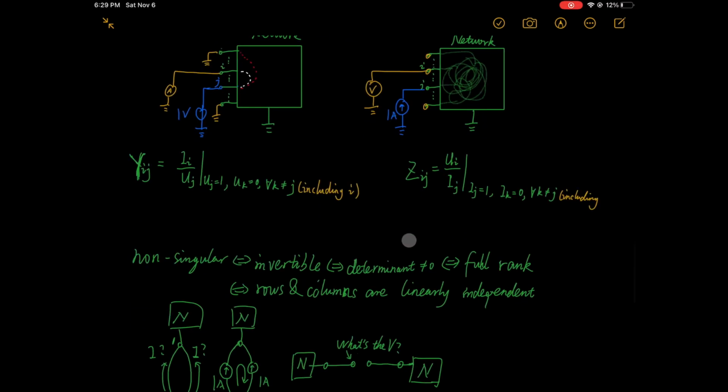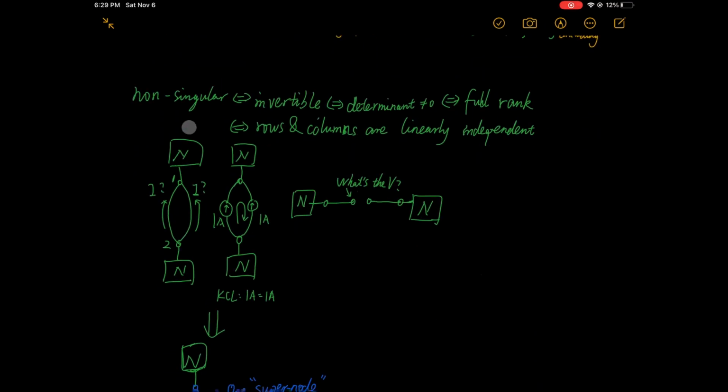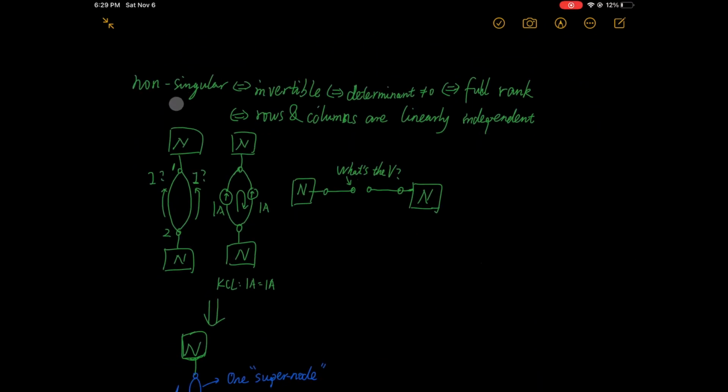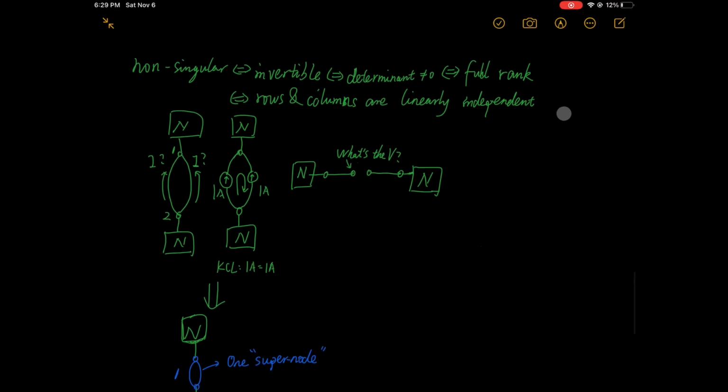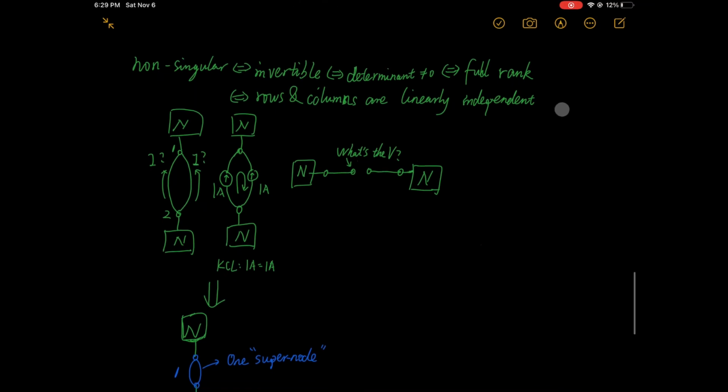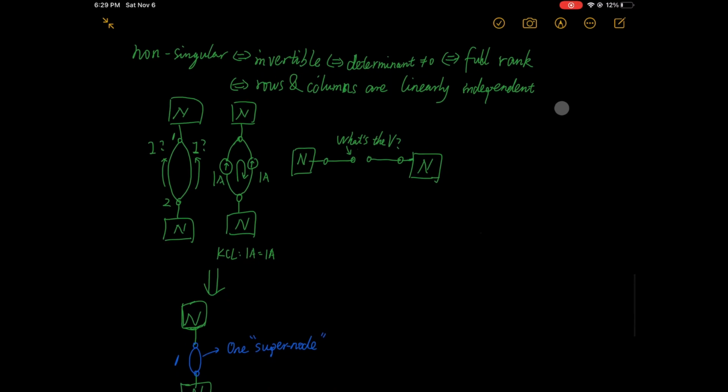Finally, let's talk about singularity. If we have n nodes including a reference node, then the rank of the Y matrix is n-1. So the Y matrix is non-singular if we delete the row and column related to the reference node, and its rows or columns will be linearly independent.